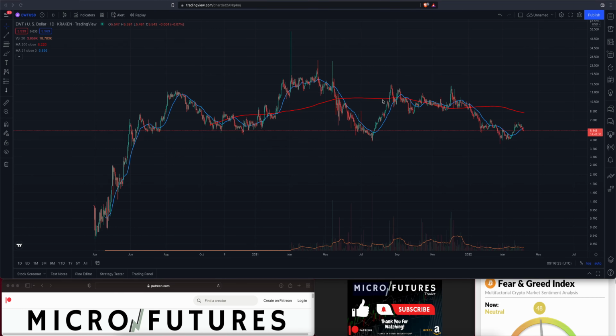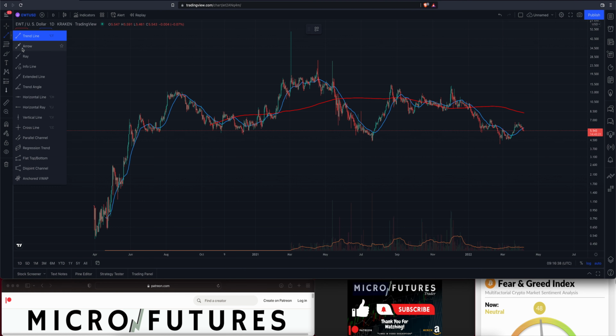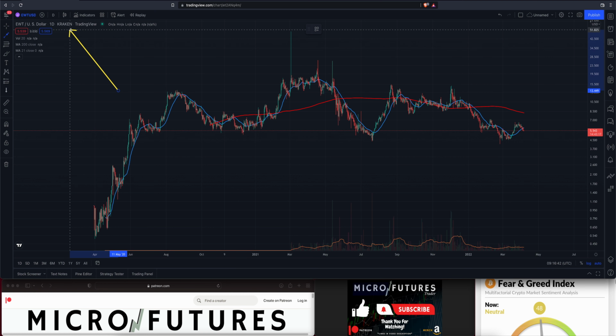Today we are going to take a little bit of a different look. We are going to look at the EWT/US dollar pair. This is the Energy Web Token, and this data is from Kraken. We are on TradingView. If you look up to the left-hand side of the screen, you can see it says Kraken and EWT/US dollar.